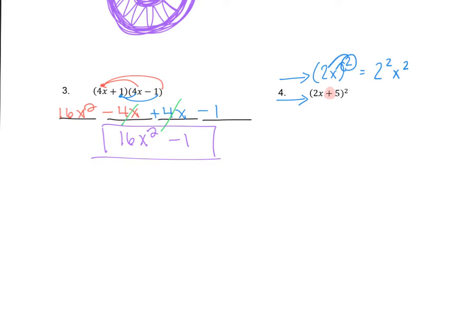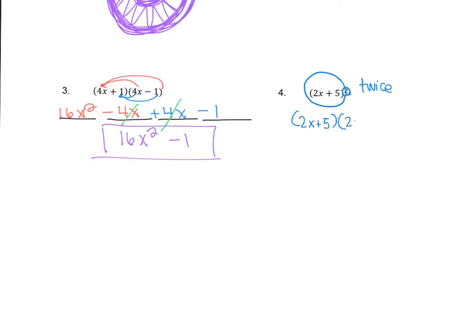So with this one, you can't just put the exponent into it. You have to do it a different way. This exponent is literally saying you have this thing twice. So it's saying you have 2x plus 5, 2x plus 5. As soon as I see that, I usually literally just cross it out and rewrite it. So that's what my paper would look like.